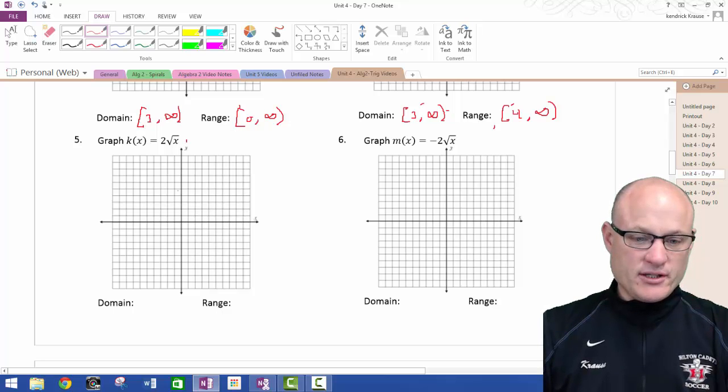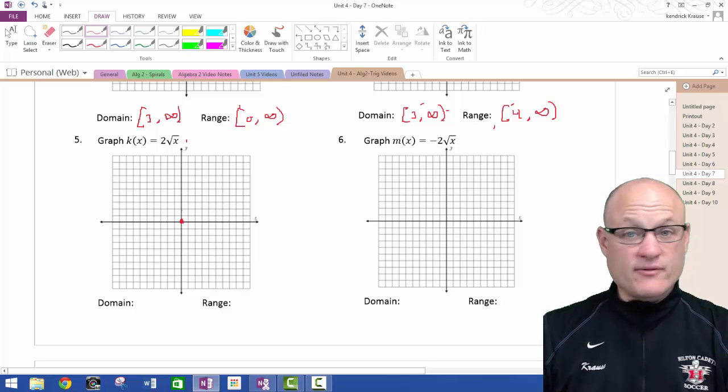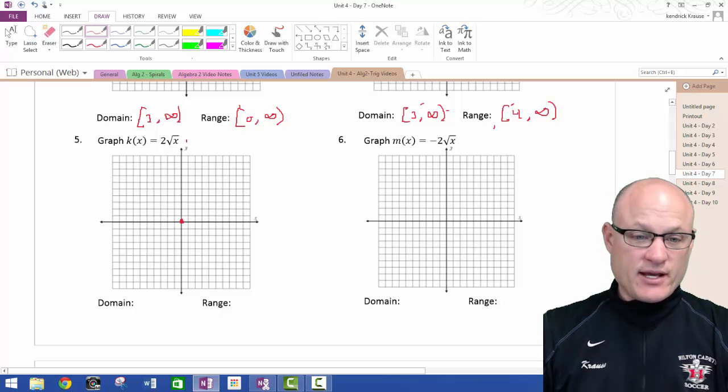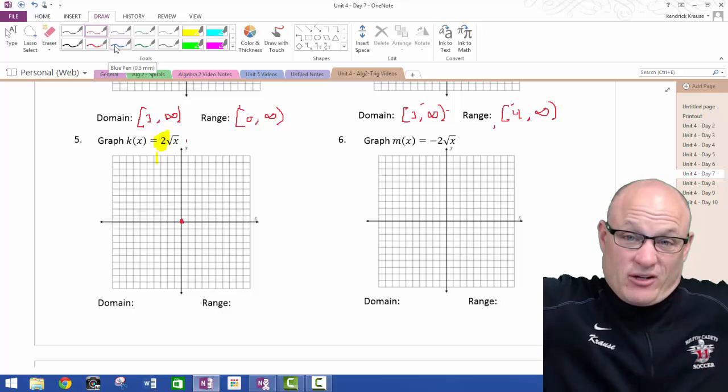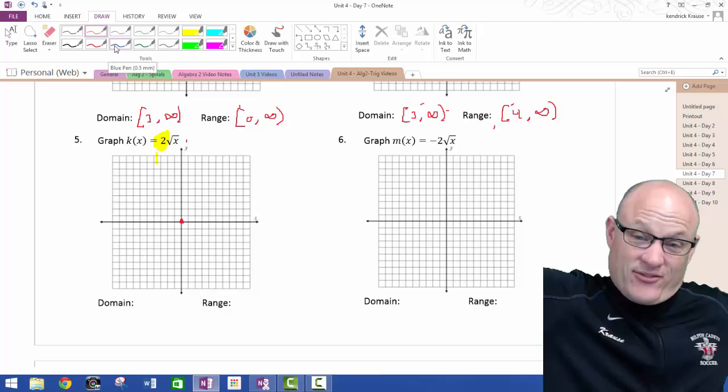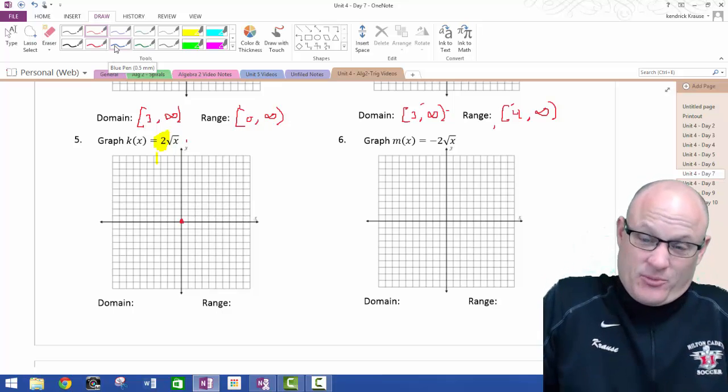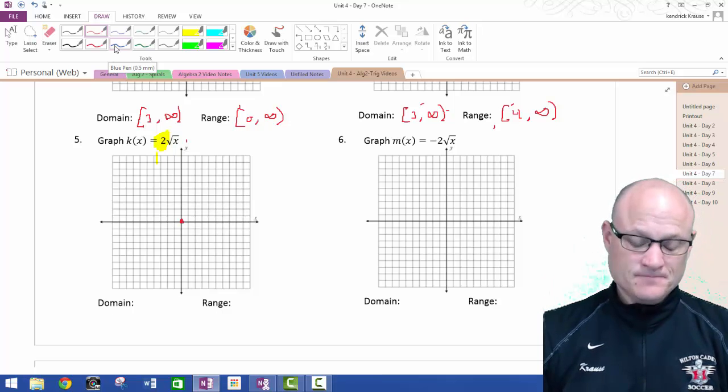All right. So the only thing I've done here is I have not done any translations. I've not moved it left. I've not moved it right. I've not moved it up. I've not moved it down. The only thing I've done is I've added this 2 in front. Well, this 2 in front is a dilation. It just stretches the graph. It's either going to stretch it bigger and faster, or it's going to stretch it down and go up smaller. In this case, because it's a 2, it's going to stretch it to go up a little bit faster.